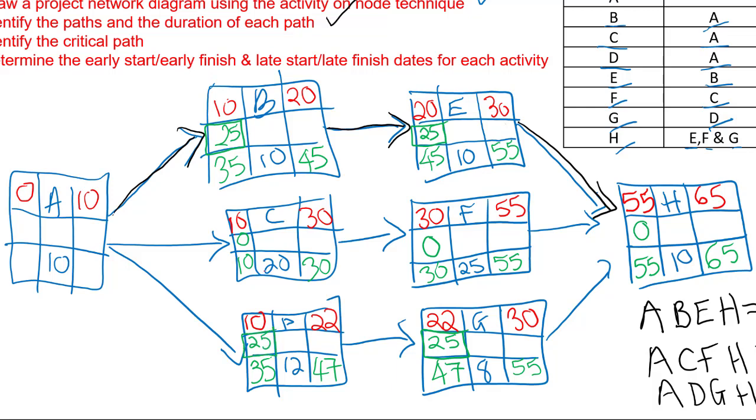And we want to take back the smallest number to A, which is 10. And 10 minus 10 is 0. So again, we have 0 slack here or float, which means that is also on the critical path.